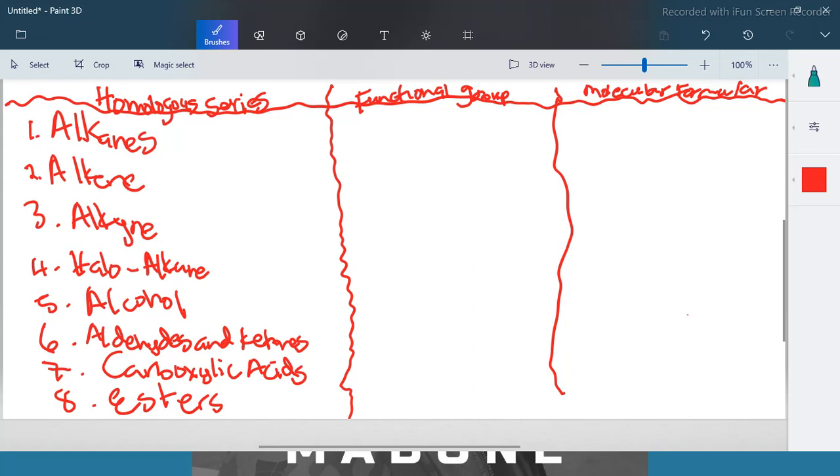So now that we know what a homologous series is, we have 8 homologous series, as you can see there. You don't have to cram this because they are always there. We have alkanes, alkenes, alkynes, haloalkanes, alcohols, aldehydes, ketones, carboxylic acids, and esters. These are homologous series, guys. Then now we have to know what is the functional group of each. This is what I usually do. This table has helped me out a lot.